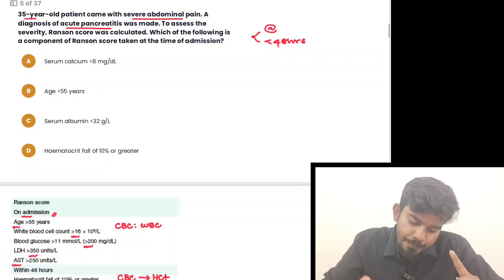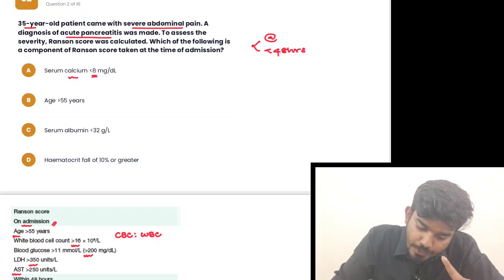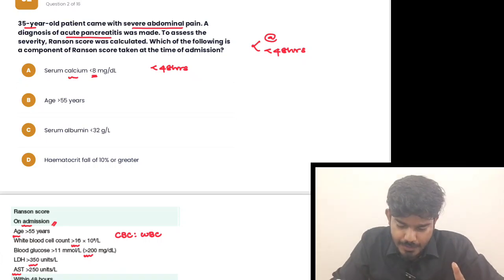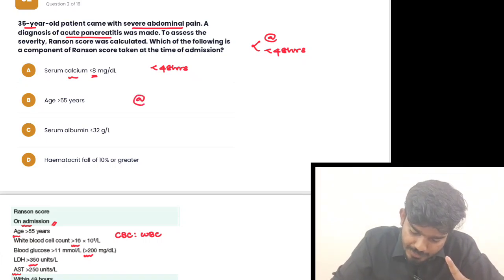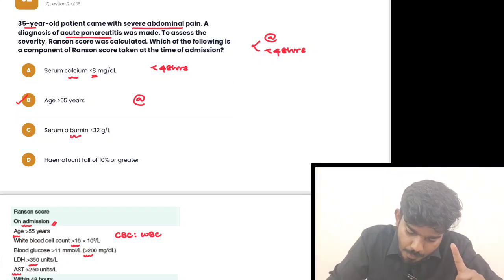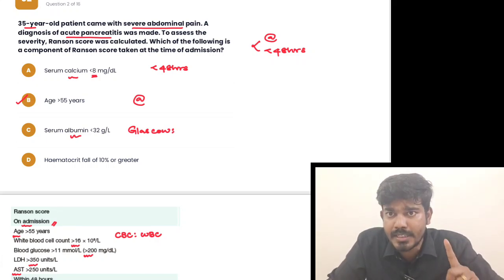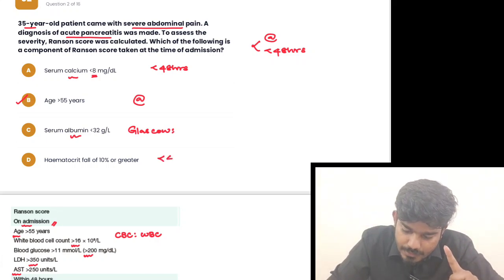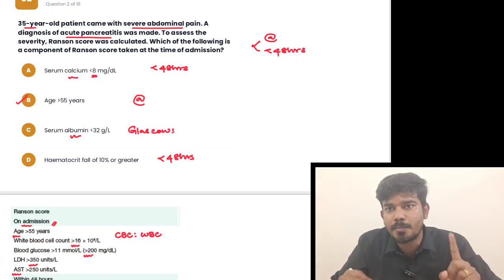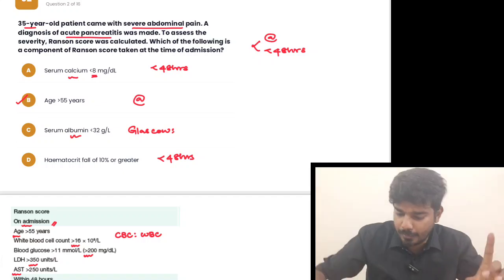So in this question, in Ranson score, serum calcium level less than 8 is a component of the within 48 hours group. It is not a component at the time of admission. Age more than 55 years is a component at the time of admission. Then serum albumin is a component of Glasgow score. It is not a component of Ranson score. Hematocrit fall of 10% or greater is a component within 48 hours. So the answer is age more than 55 years. This Ranson score is very much important, so just remember this.